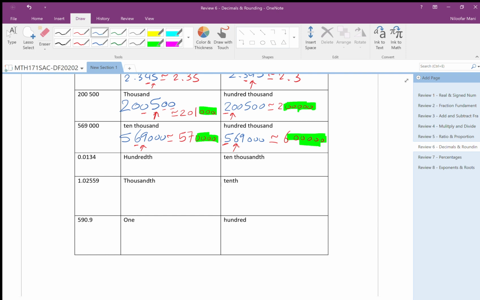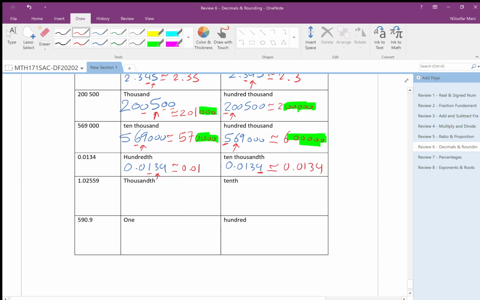How about this one? 0.0134. So it says 100. So I underline that, check that. It is just this. No change. 10,000. So it is 0.0134. So this is tenth. The next one is 100, 1,000, 10,000. So you underline that and you don't see anything to check. So it is the same.